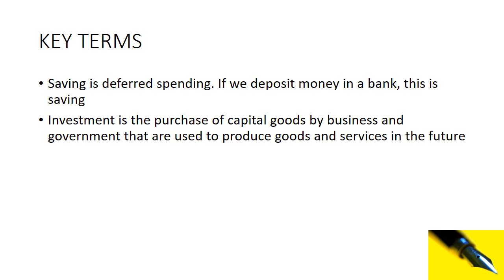Investment to an economist means something different to what it would normally mean in common parlance. So investment is the purchase of capital goods by businesses and also by government that are used to produce goods and services in the future. So if a car manufacturer buys a robot for the car assembly line, that is investment because you're buying a robot today, which is going to be used to produce the car in the future. So investment is when businesses and government buy capital goods.